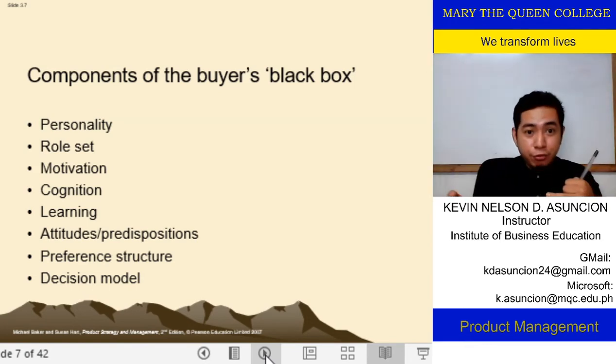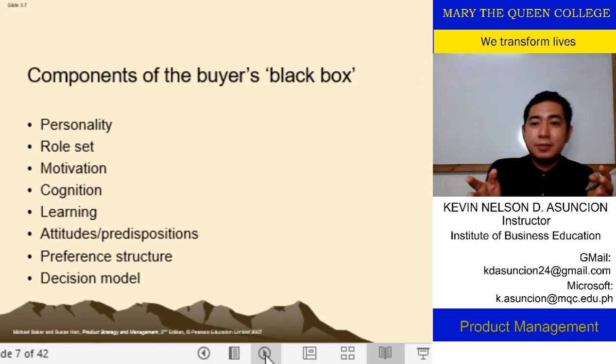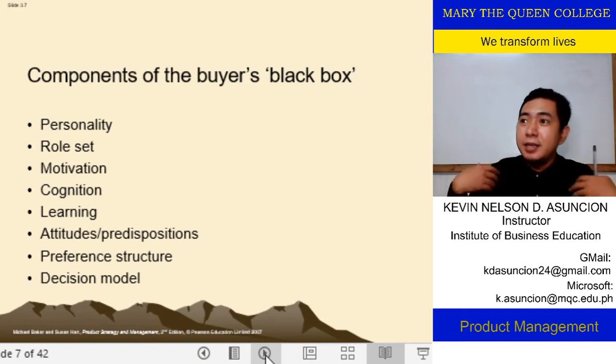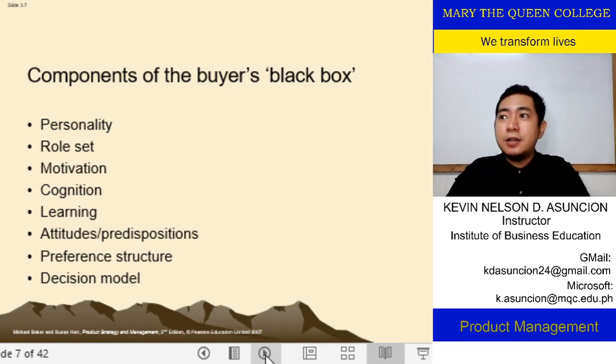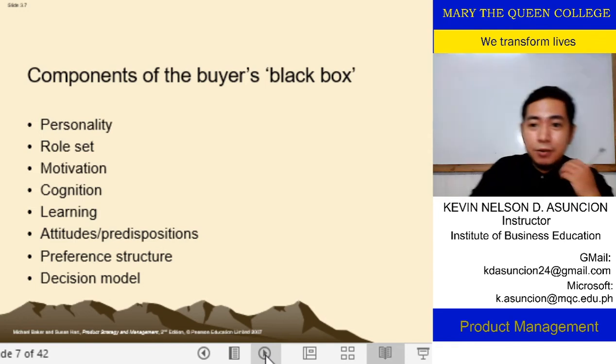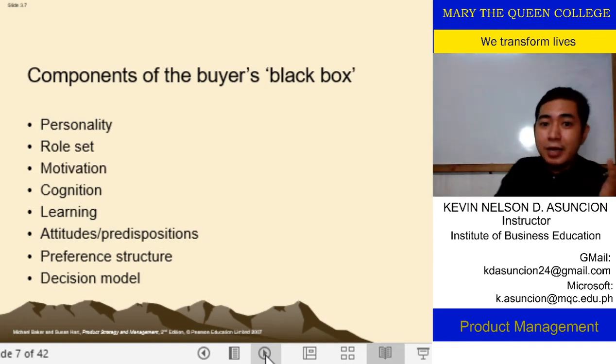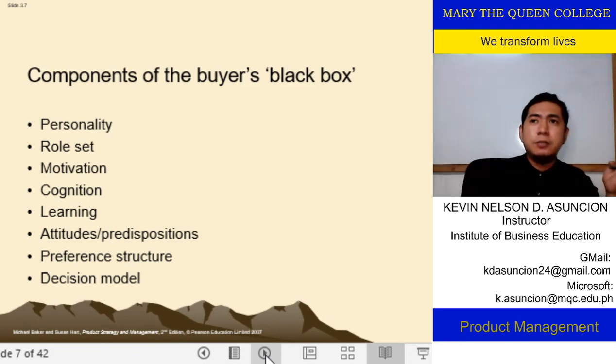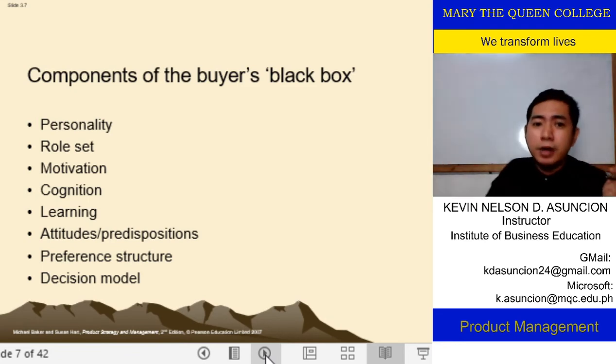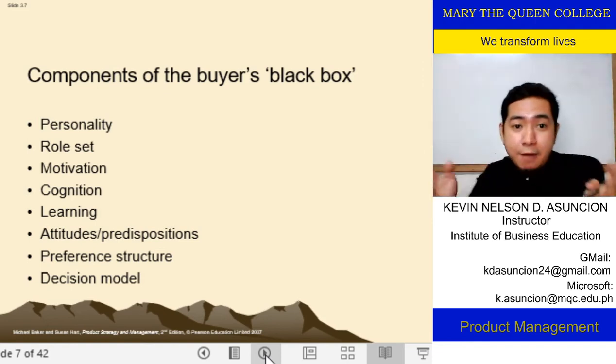Your profession is a role set. Ibig sabihin, ano yung ginagampanan mo? It might be a factor of your decision. Siyempre, kung ikaw ay isang boss, pwedeng maapektuhan yung klase ng decision mo na, of course, you might not be purchasing something na mumurahin. It might be affected.